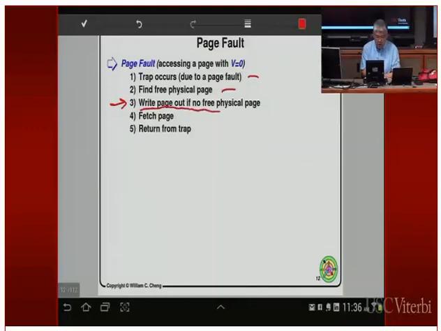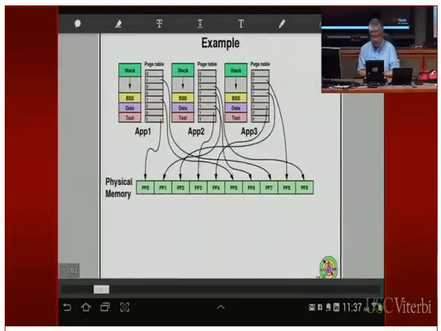You need to write the page out if there's no free physical page, and also if that page is dirty. Then you have to wait for that operation to finish, because at this point there are no free physical pages. So in order to continue the thread that caused the page fault, you have no choice but to wait for this operation to finish. When it finishes writing that page out to disk, that page becomes the free page that you can use in step 2 over here. Then you do the second disk operation. You fetch the page from the disk into that page, and when the disk operation is finished, you set everything back up, and then you return from the trap. All right, so these are the things that you have to go through.